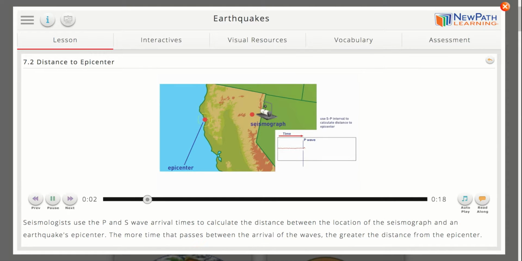Seismologists use the P and S wave arrival times to calculate the distance between the location of the seismograph and an earthquake's epicenter. The more time that passes between the arrival of the waves, the greater the distance from the epicenter.